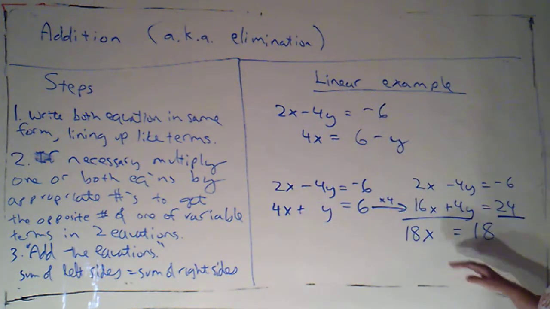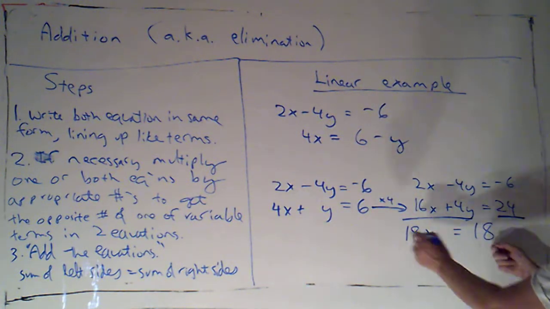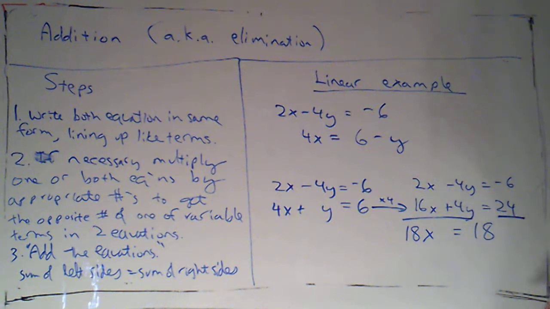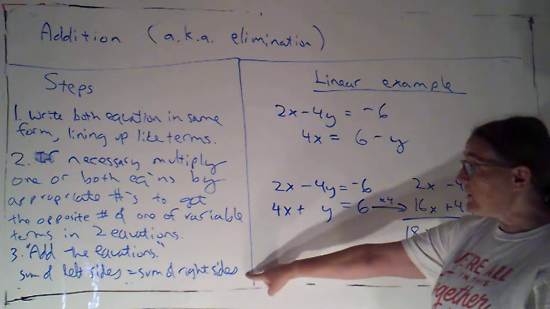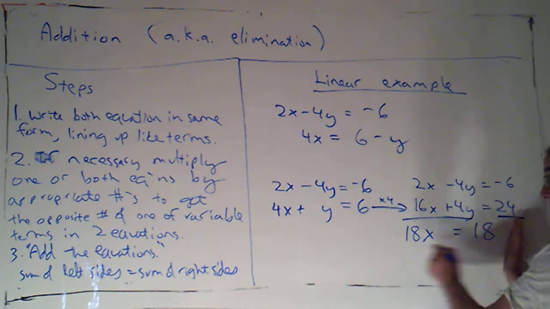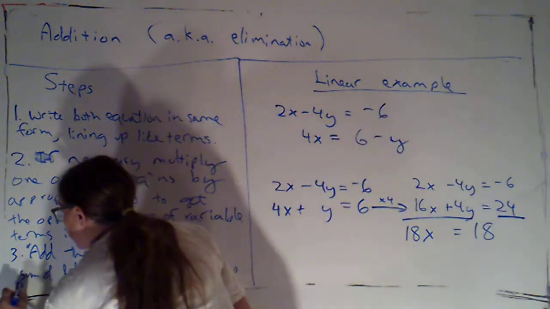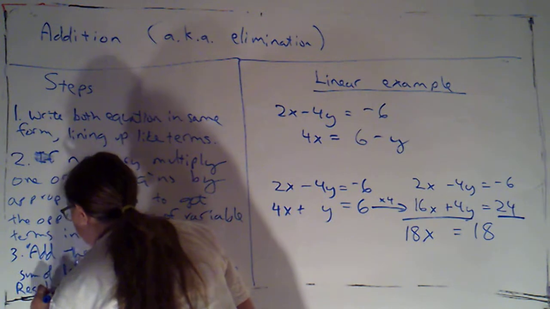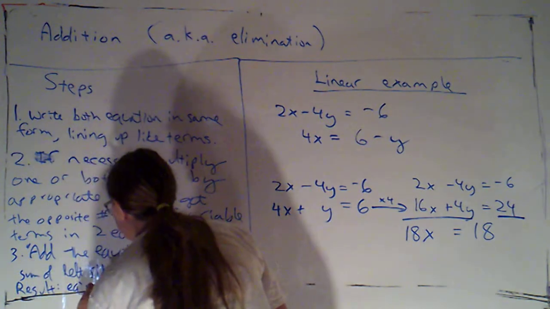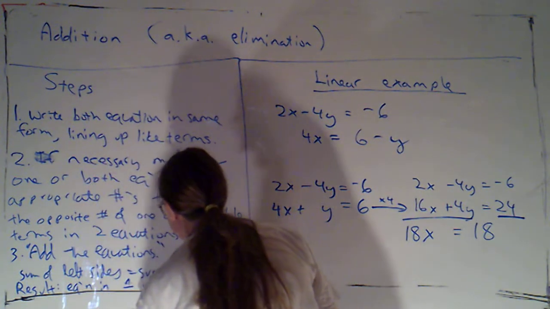And what I'm hoping is that I have eliminated one of the variables. So my goal in doing step 3 is to get to something like this where I have an equation in one variable. So the result should be an equation in one variable.